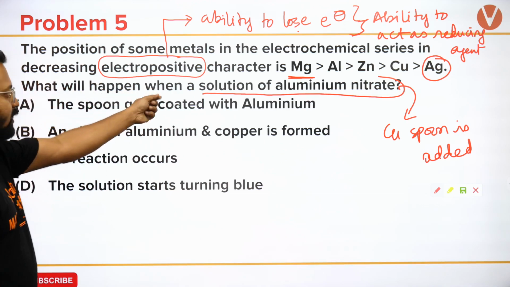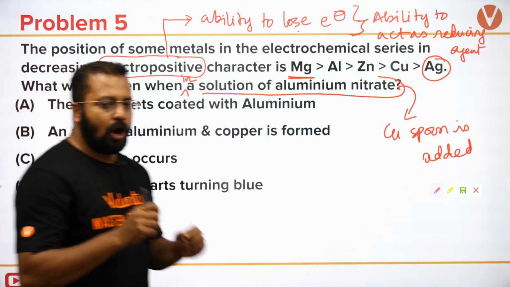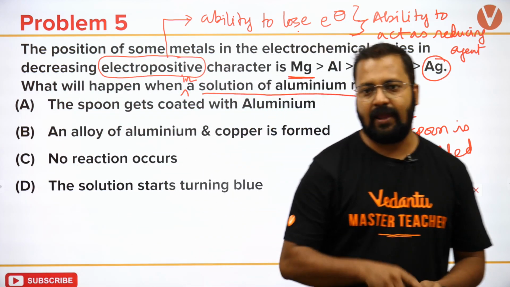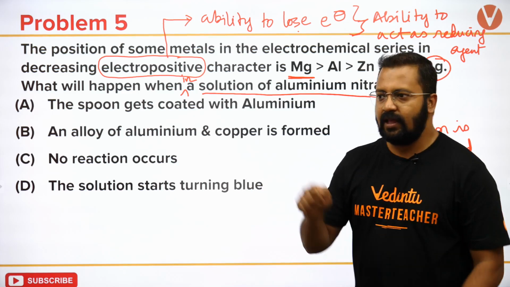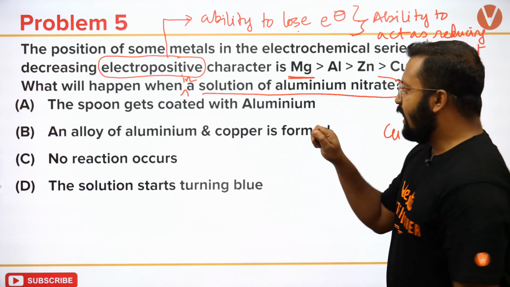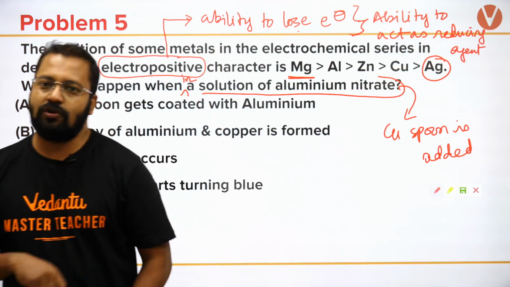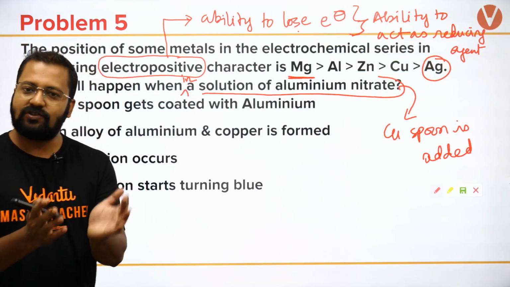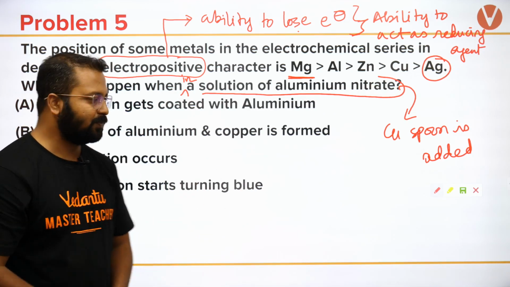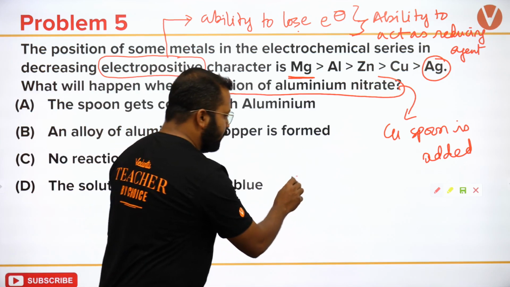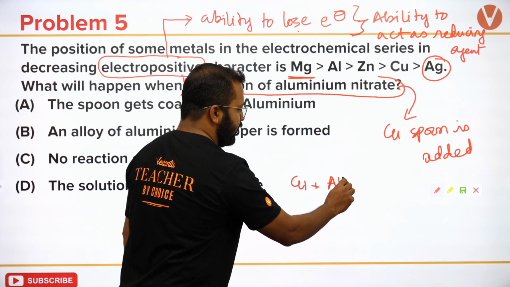What will happen when in a solution of aluminum nitrate a copper spoon is added? I take a spoon made of copper, nowadays copper utensils are available. I take a spoon of copper and place it in a solution of aluminum nitrate. I have a solution of aluminum, I put a copper spoon and stir it. What will happen? So copper is present as Cu, and aluminum nitrate as Al.